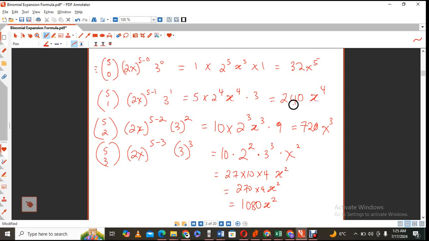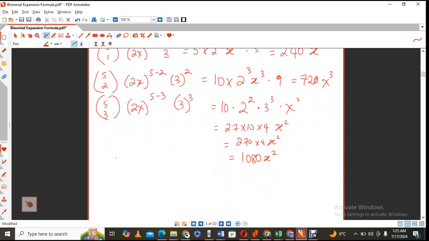As you can see, we have descending powers: 32x to the 5, 240x to the power 4. So let's go to 5 choose 4. When we go 5 choose 4, the coefficient of my 2x will be raised to 5 minus 4, and my b value, which is 3, is going to get the 4.